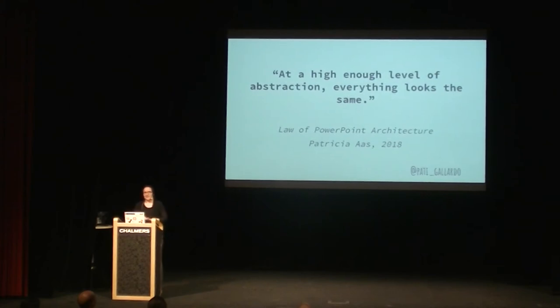I realized going into this that I ended up drawing lots of boxes and arrows. And this is a quote from me, because I can quote myself, because I'm here: at a high enough level of abstraction, everything looks the same. Law of PowerPoint architecture. Anybody who's been in an architecture meeting, in the end you just draw, okay, so we have this box over here and there's an arrow to this other box, and basically that's the architecture of anything. But there are going to be boxes and there are going to be arrows.